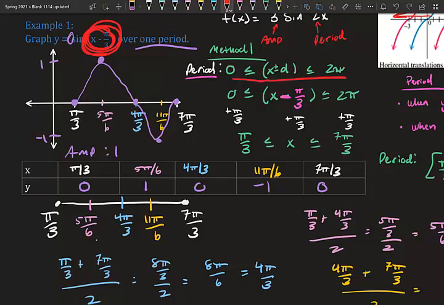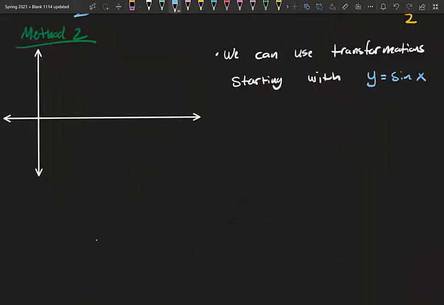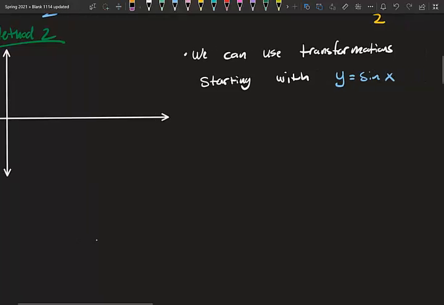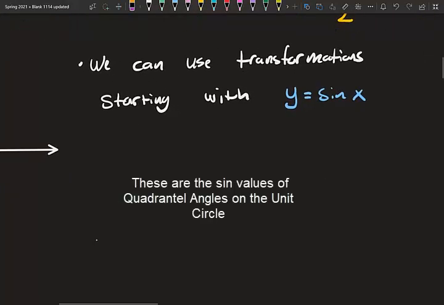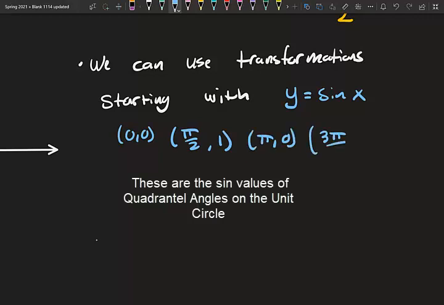Method 2 is actually using transformations. Let's go over that. Alright, so to use transformations, we need to start off with y equals sine x. So you need to have in your back pocket what y equals sine x is. You'd have to have this memorized. Y equals sine x is 0, 0, pi over 2, 1, pi, 0, 3 pi over 2, negative 1, and 2 pi, 0.